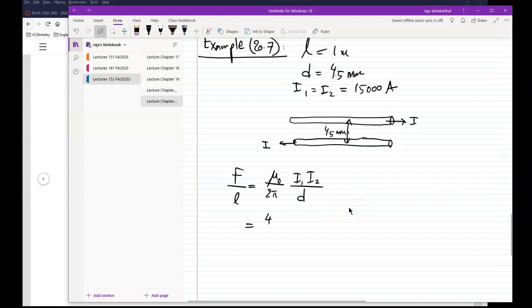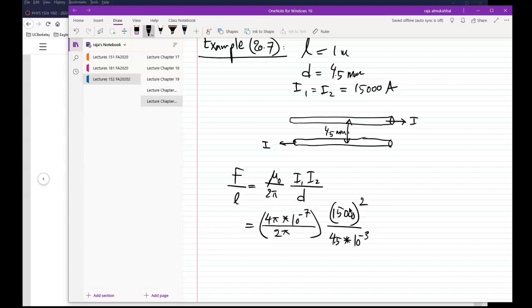So we just plug it in. Mu naught is 4 pi times 10 to the negative 7, divided by 2 pi. And then I1 and I2 both have the same value, so just 15,000 squared, divided by the distance between them, which is 4.5 times 10 to the negative 3. And then we just calculate that. What's cool about the mu naught and the 2 pi, you can see it all the time, is that they reduce to 2. So you just get 2 times 10 to the negative 7.